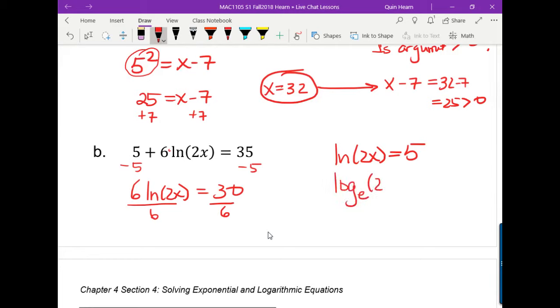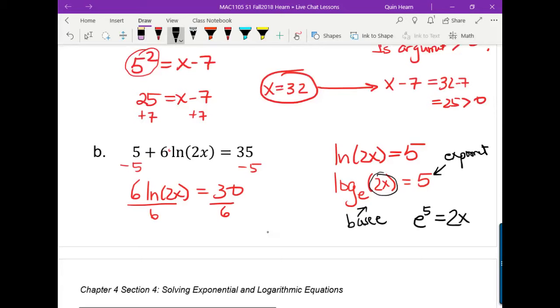All right, the next one we have is 5 plus 6 times natural log of 2x equals 35. All right, this doesn't fit either the form of a log equal to a number or a log equal to a log yet. But I can easily isolate natural log of 2x, right? I can subtract 5 from both sides, so that would leave me with 6 natural log of 2x equals 30. And I can divide both sides by 6. And that's going to give me the natural log of 2x is equal to 5.